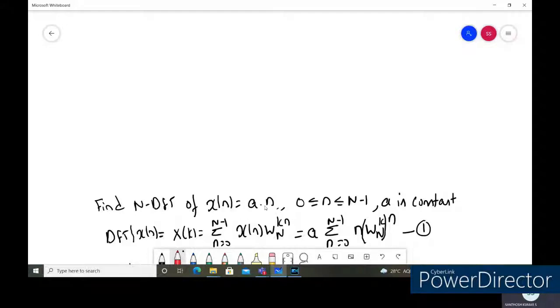Find the DFT of the sequence x of n is equal to a to the power of n. Here a is a constant and n can take values from 0 to N minus 1, and we are going to assume a is a constant.